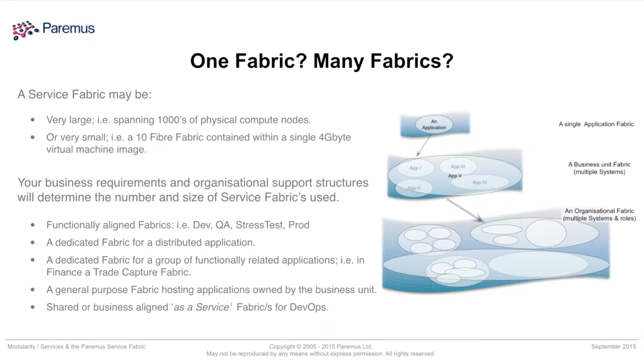The whole idea of service fabrics is that they map to the structure of your organization. So typically you may have development, QA, stress test and production environments, and you would typically map a service fabric to each one of those. You may have a number of parallel fabrics for each business division if you're in a very large organization. You may want dedicated fabrics for particular services that are being exposed to your customers or internally. You may want a fabric which is a general resource for a particular business division. You can slice and dice these in any way you see fit.